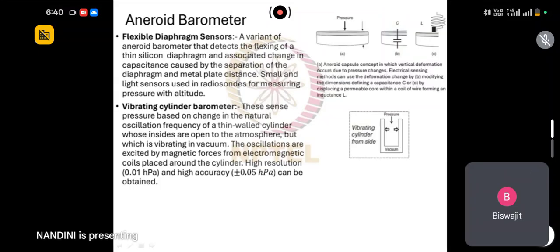The oscillation is actually an oscillating cylinder. It basically has a natural resonant frequency, and the changes in the natural resonant frequency are what is measured.